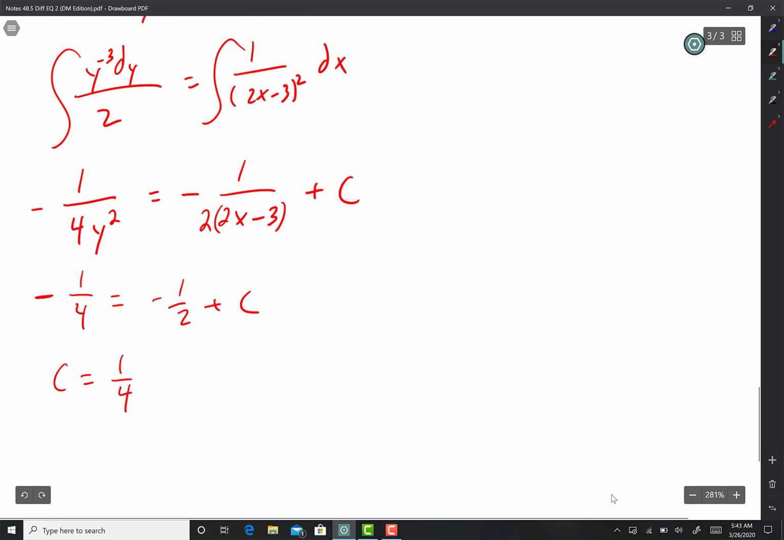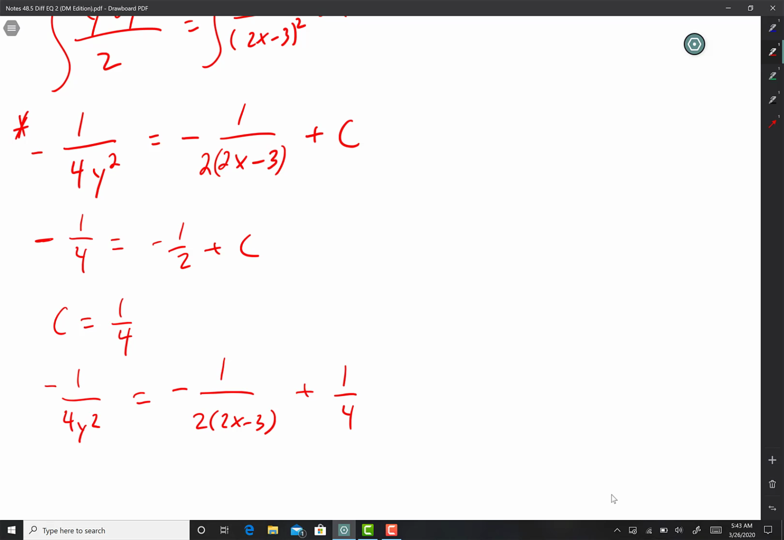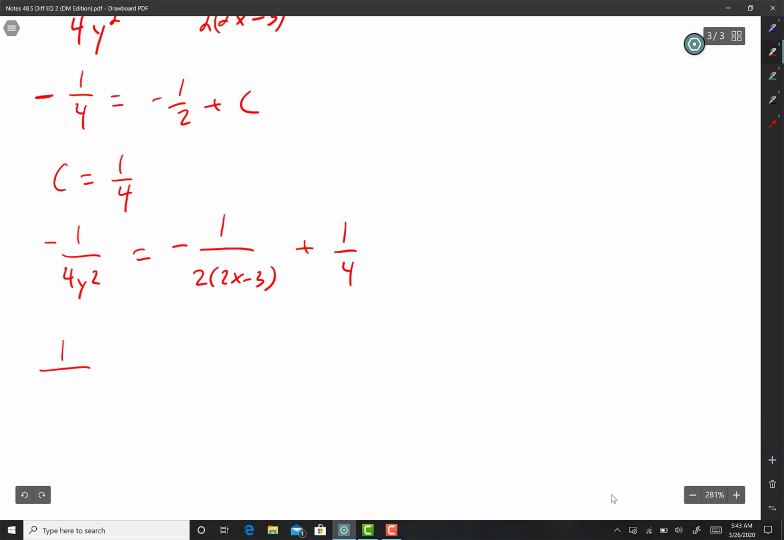So I'm going to come back. I probably should have just gotten rid of that negative in the front to begin with, but I'm going to come back right there. So negative 1 over 4y squared equals negative 1 over 2, parentheses 2x minus 3, close it, plus 1/4. And I'm going to change the sign. So if they're negative, they're going to turn positive. If they're positive, they're going to turn negative. So 1 over 4y squared equals 1 over 2, parentheses 2x minus 3, minus 1/4.